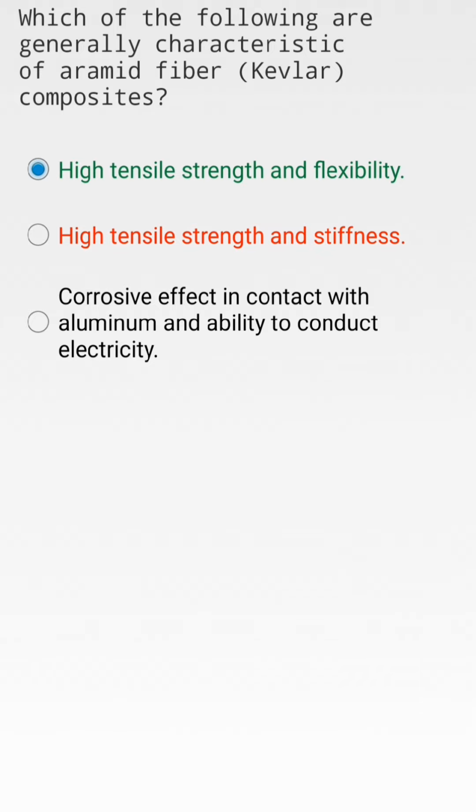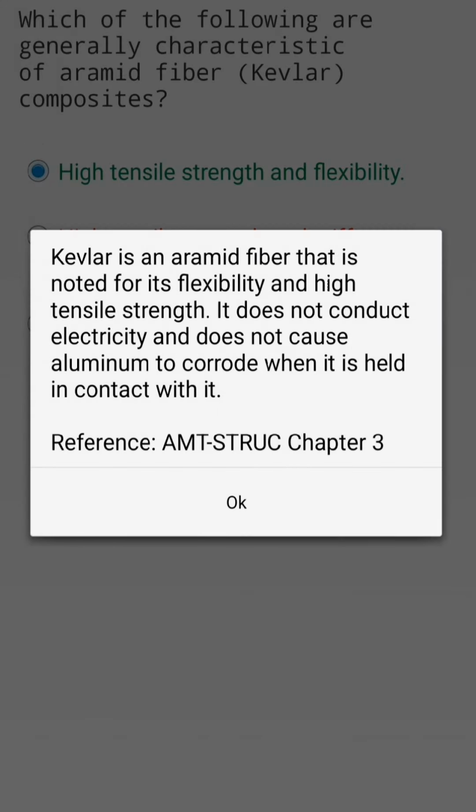Which of the following are generally characteristic of aramid fiber Kevlar composites? High tensile strength and flexibility. Kevlar is an aramid fiber that is noted for its flexibility and high tensile strength. It does not conduct electricity and does not cause aluminum to corrode when it is held in contact with it.